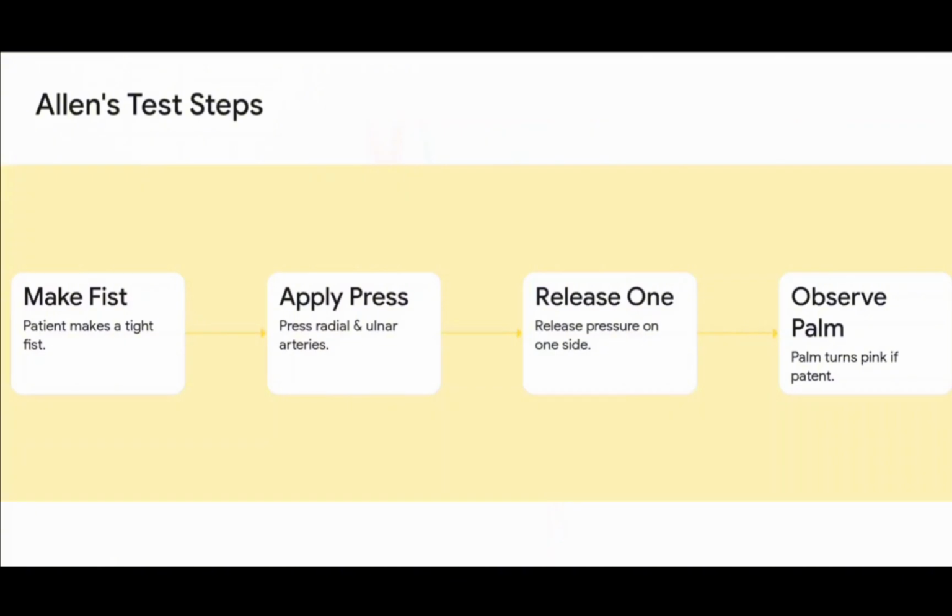First, you ask the patient to make a very tight fist to squeeze all the blood out of the hand. Second, apply firm pressure with your thumbs on both the radial and ulnar arteries at the wrist. The hand will turn pale or blanched. Third, while the patient opens their hand, you release the pressure on one side only, let's say the ulnar side. Finally, you just observe. If the palm flushes and turns pink within a few seconds, it means that ulnar lifeline is totally patent and functioning perfectly.